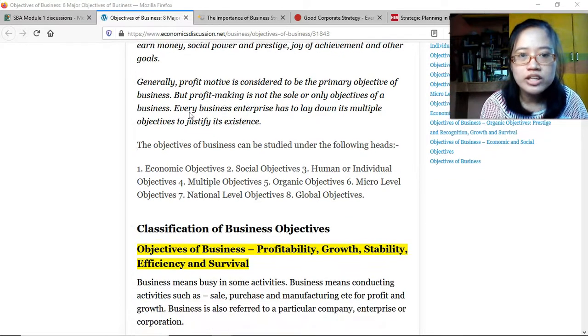Generally, profit motive is considered to be the primary objective of business, but profit making is not the sole or only objective of a business. The thing is, for the business to continue, it should be profitable, because the moment it does not earn a profit, it would be very stressful for the management, because they would be worrying about whether they can supply the needs of the company, the operations, if they can still pay the employees on time, if they can pay their credit on time. So the financial side is really very important, so that it would not cause great concern to the management.